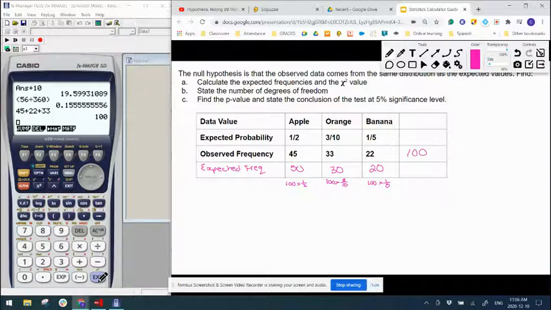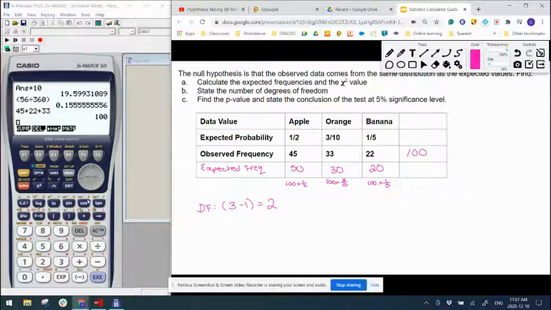And now we need to find the number of degrees of freedom. Remember, degrees of freedom is just your number of categories minus 1. So 1, 2, 3 minus 1. So the degrees of freedom of this is 2. With that information, we can put it into our calculator to find the p-value.